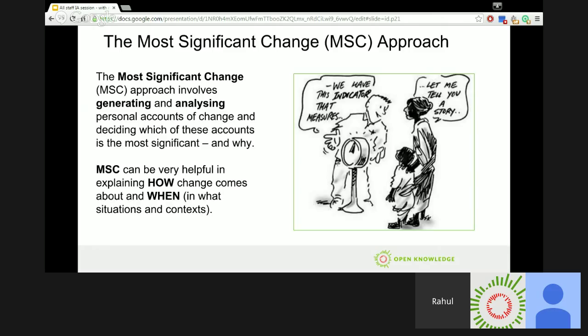This sets out usually to first identify cases of significant and critical changes. These can be both positive and negative, relating to key objectives rather than looking for trends related to a certain phenomenon. MSC can be very helpful in explaining how change comes about and when, in what situations and contexts.